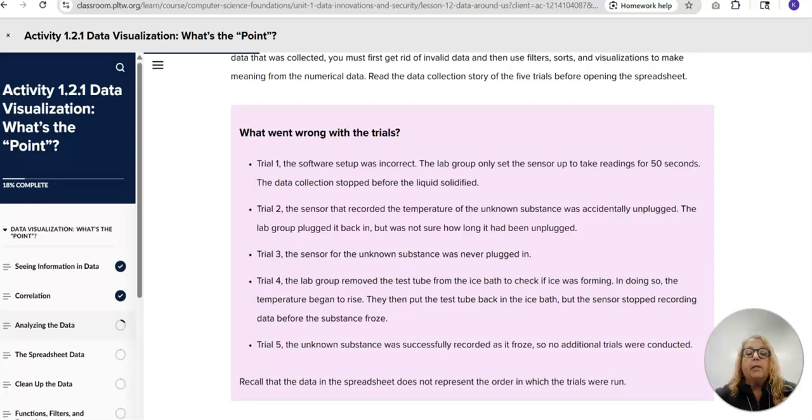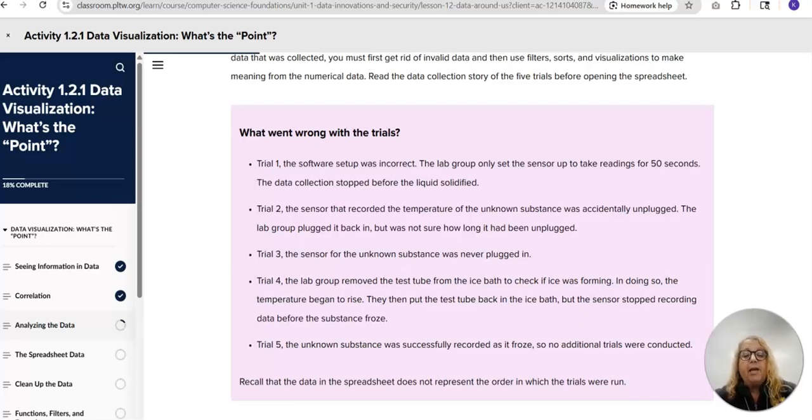Trial 4. The lab group removed the test tube from the ice bath to check if ice was forming. In doing so, the temperature began to rise. They then put the test tube back in the ice bath, but the sensor stopped recording data before the substance froze. That's unfortunate. It shows parameters of what it did, and somewhere in the middle, it's going to show it went down a little bit, or went up a little bit, but it probably was closer to it.